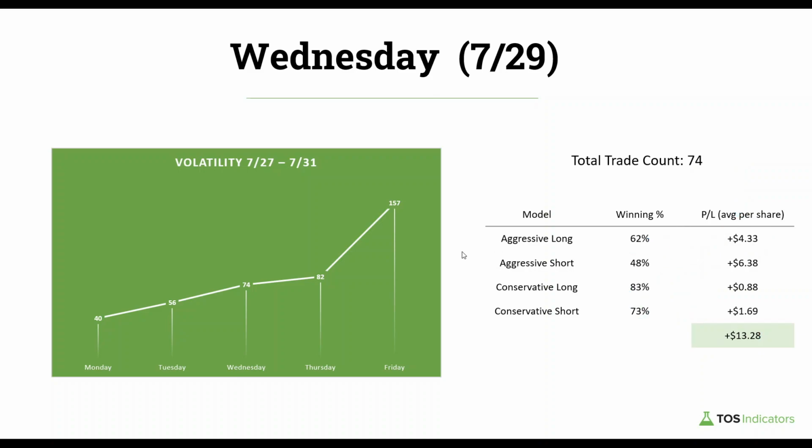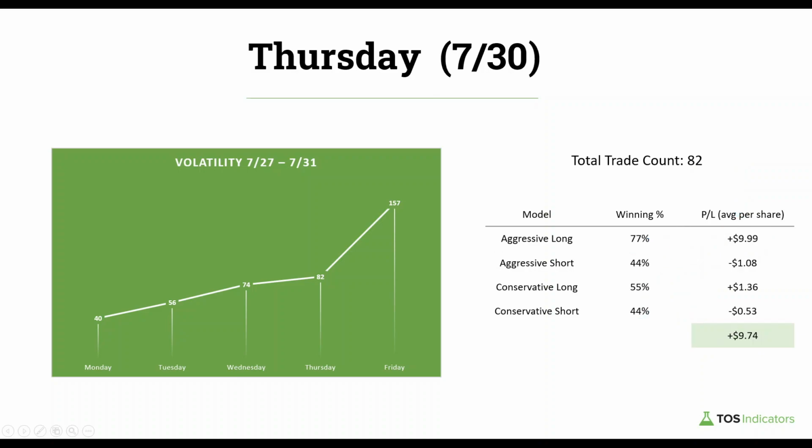Now, once we get to Thursday, we'll notice again that number continues to increase, right, from 40 to 56 to 74 to now 82 trades, but that winning percentage here went down a little bit, especially with our short entries here. So let's go through this. Aggressive long was 77%, and that was really the nice winner that made the day still end positive, positive 9.99 per share. Then our aggressive short was 44%, but a negative $0.08 per share traded.